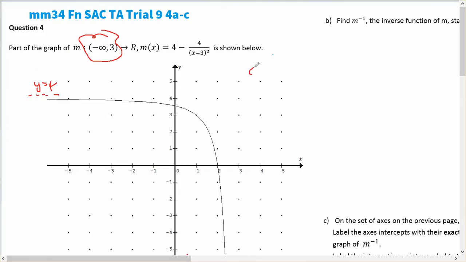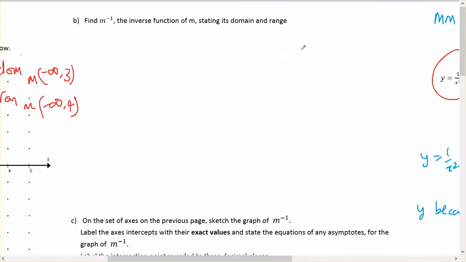Okay, so the domain of m is negative infinity to 3, and the range of m is negative infinity to 4. So before I even start, I know that the domain of the inverse will be the range, and that's going to be negative infinity to 4. And the range of the inverse will be negative infinity to 3.